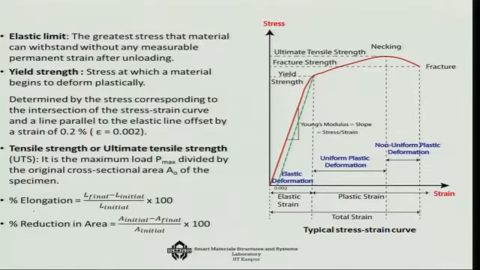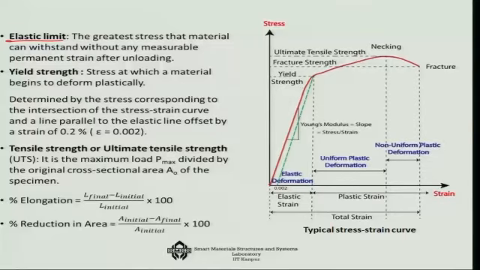So, you will see that there is an initial region where, if you actually unload the material, it will come back to the same point itself, and that is known as the elastic limit. That means the maximum stress that it can withstand without any measurable permanent strain after unloading. Now, in the elastic limit, of course, there are two regions. Up to some region, it is perfectly linear, and beyond that it is slightly nonlinear, but still if you release in the nonlinear region, it will come back to its original position. That is what defines the elastic limit.